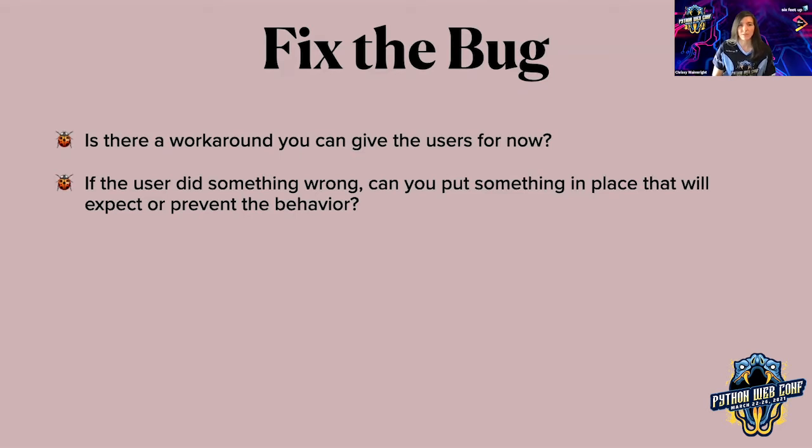If the user did something wrong, as far as the way they entered data or what they did in the site, is there something that you can include in your fix so that it will expect that behavior or prevents the actual error from happening? And it's best to do any fixes that you can in the code instead of expecting the users to do things the right way.